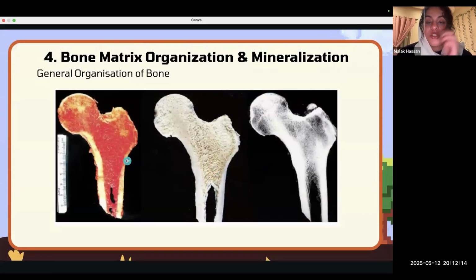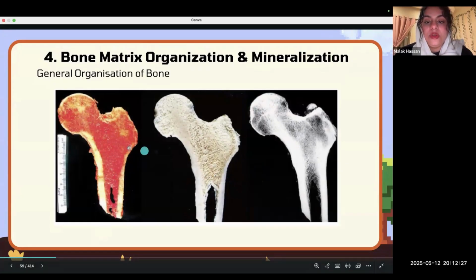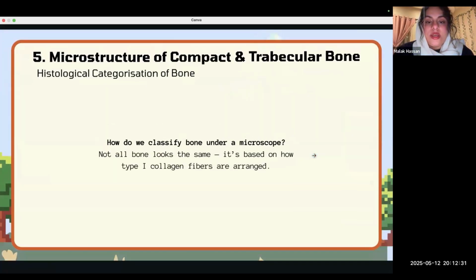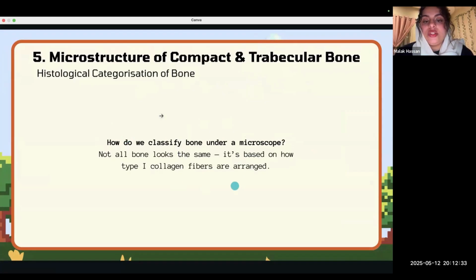And then you can see in this image, you have the outside, the cortical bone, and on the inside, you have the trabecular bone. So cortical bone, trabecular bone. And the same thing here, and this is just an X-ray. Okay, so that's just the general classification of bone.